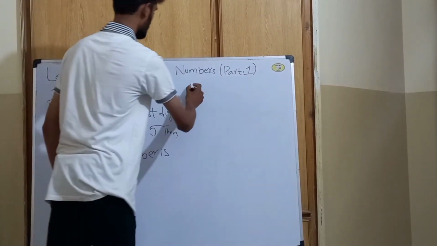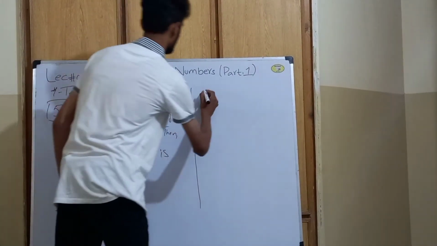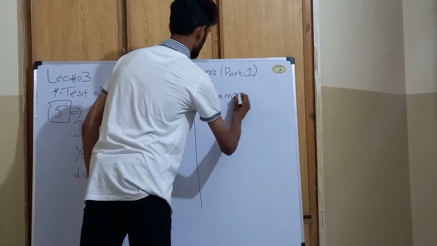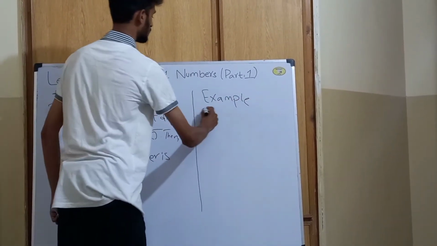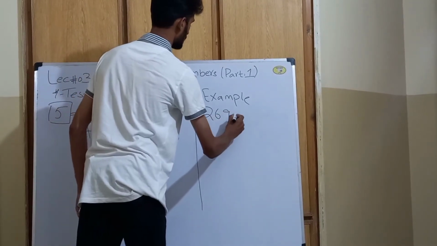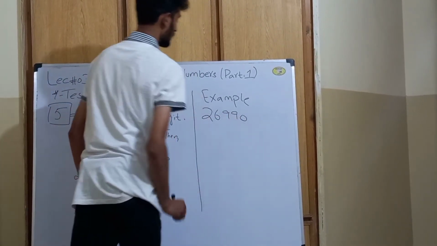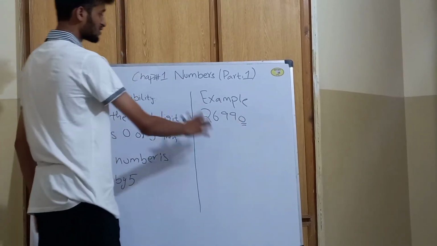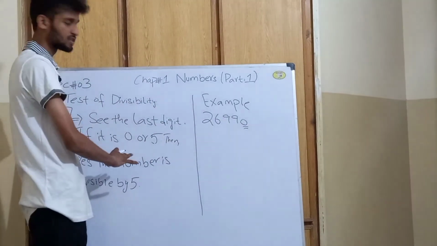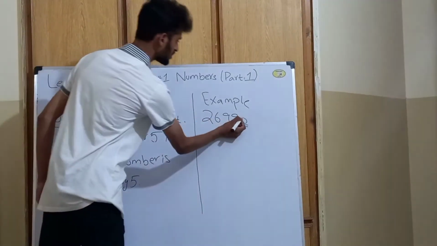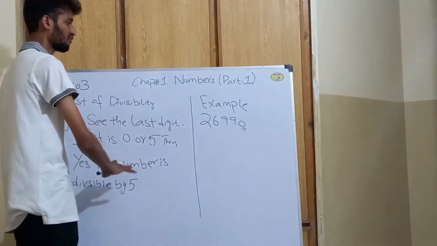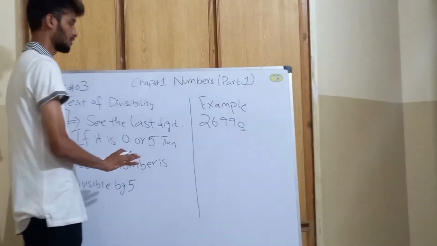Let's see an example. Our number is 26990. So we will see the last digit. If it is 0 or 5, the number is divisible by 5. So the last digit over here is 0. So this number can be divided by 5 and we will get a proper answer.